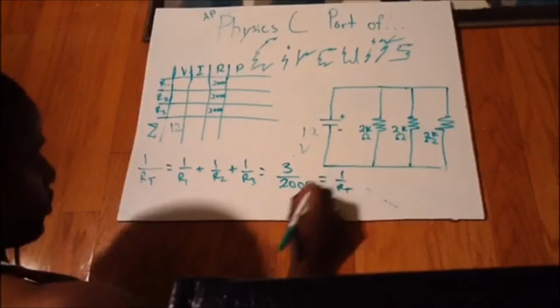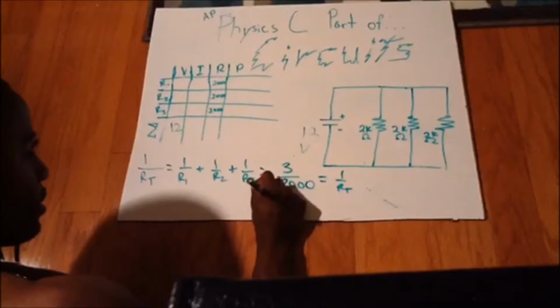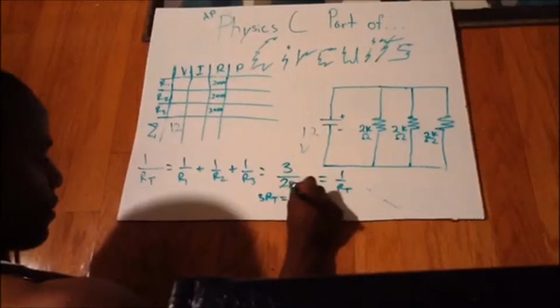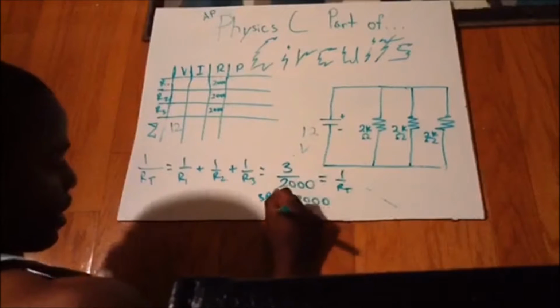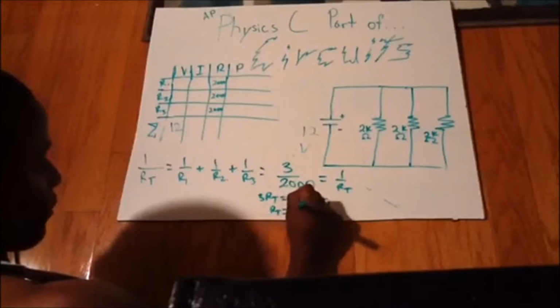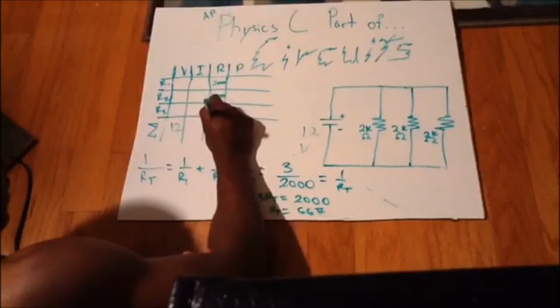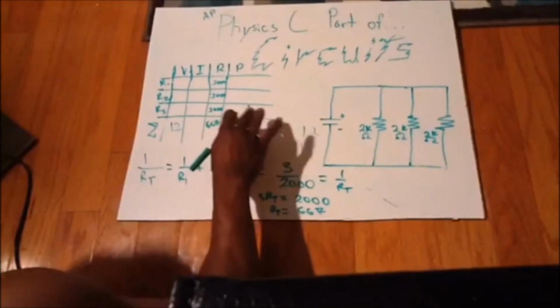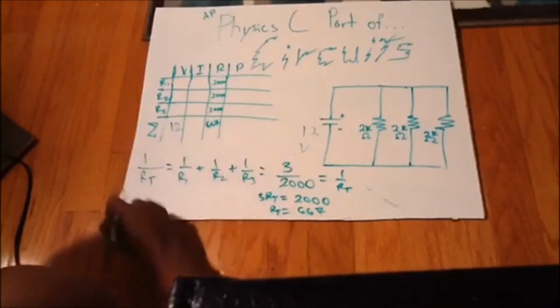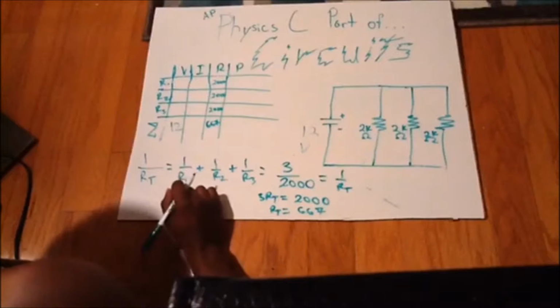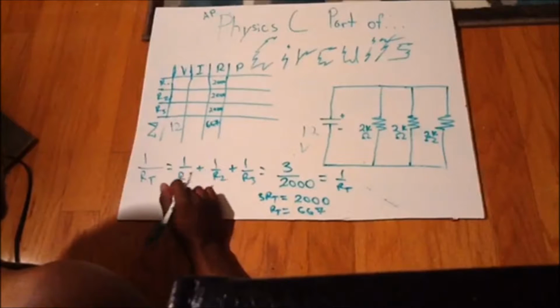So if we cross multiply, we will get 3 RT equals 2,000, and that will give us RT of 667 ohms. So we put in 667 ohms. If you actually notice, this is smaller than each of the resistors. So that is a key point when doing parallel circuits.